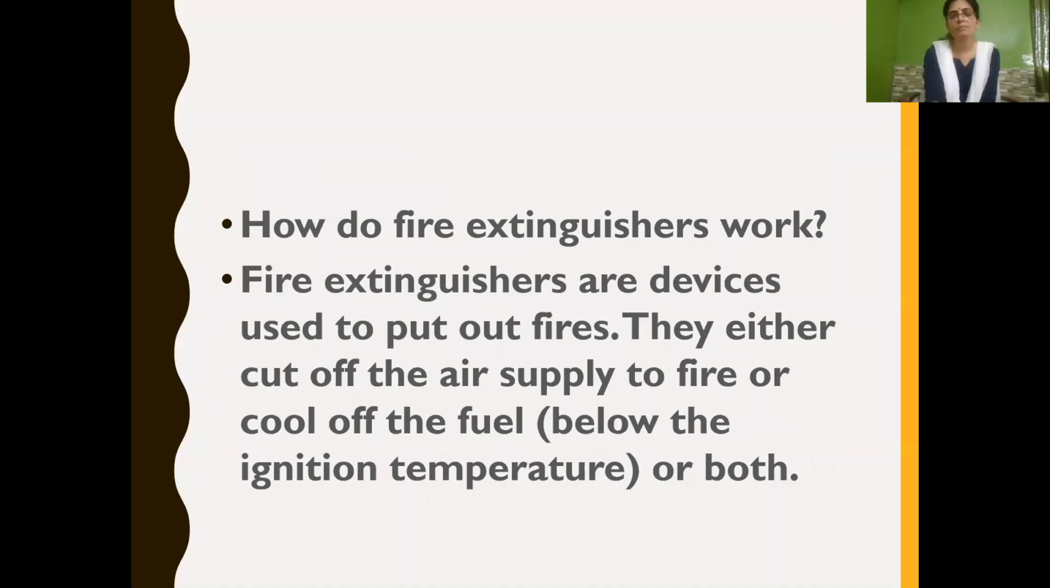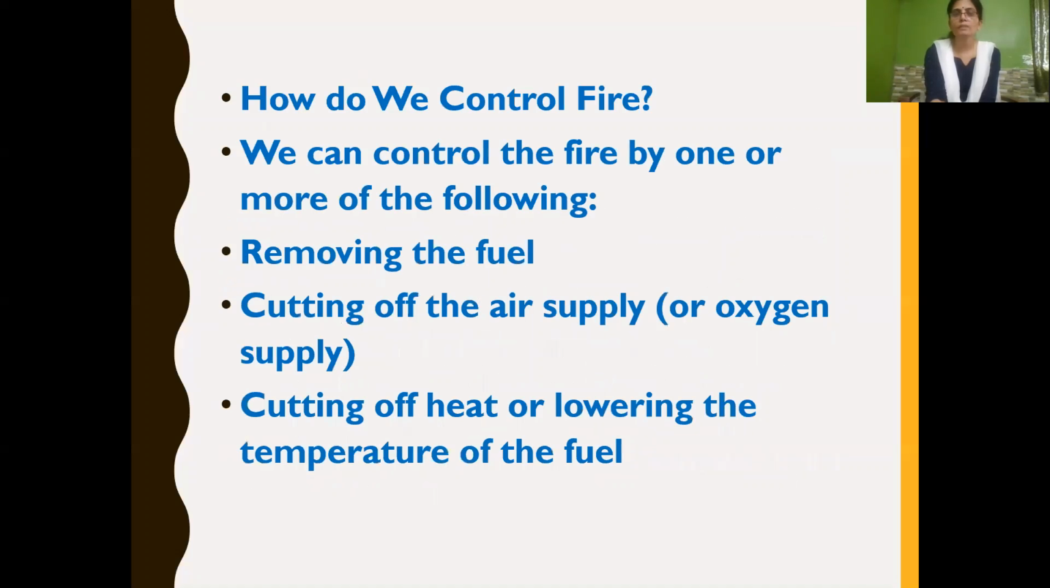Then we have learnt how fire extinguishers work. Fire extinguishers are devices used to put off fire. They either cut off the air supply to the fire, or they cool the fuel below its ignition temperature, or they do both. Then we learned how we control fire. We can control fire by one or more of the following: removing the fuel, cutting off the air supply, that is the oxygen supply, or cutting off heat or lowering the temperature of the fuel.